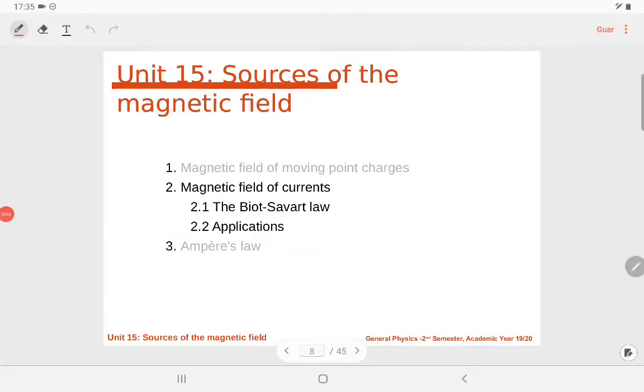In this video of Unit 15, we focus on the magnetic field generated by currents. In the first part, we will explain what is this magnetic field provided by an element of current, which is called the Biot-Savart law. And then we will show several applications to highly symmetric currents, which are the loop, solenoid, or a straight wire carrying current.